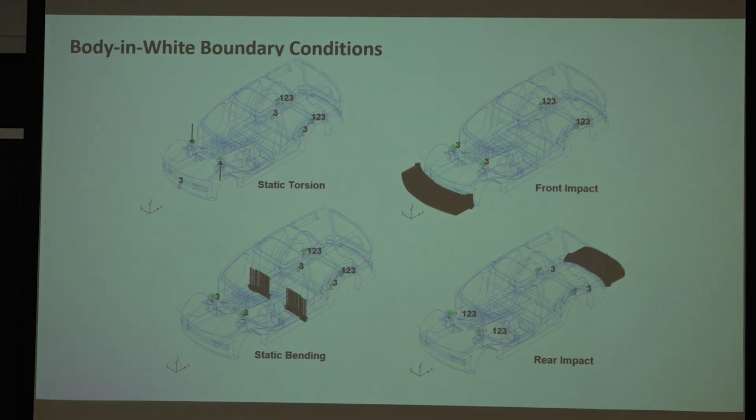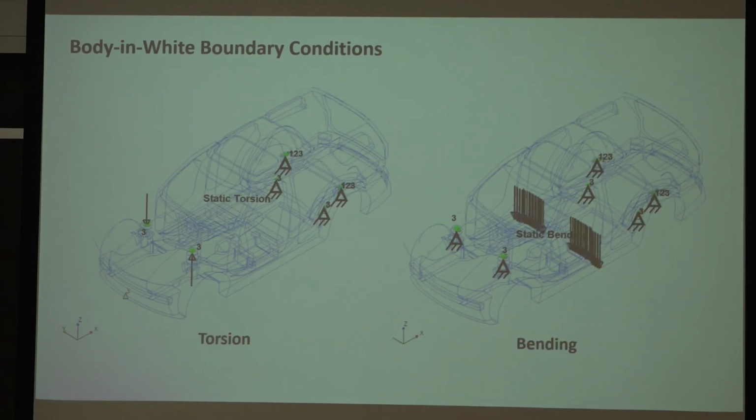So some other loading conditions that the cars are loaded under. Front impact, obviously, they're designed to withstand a front impact. Rear impact, cars are designed to withstand rear impacts, side impacts, and rollover, for example. Here's a zoom in of torsion and bending, how the body structure would be loaded under different loading conditions.